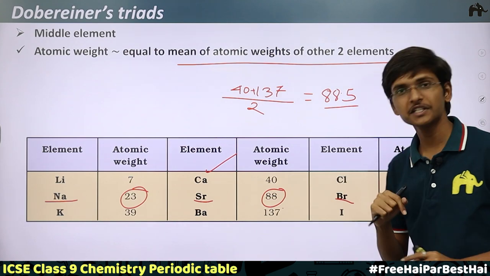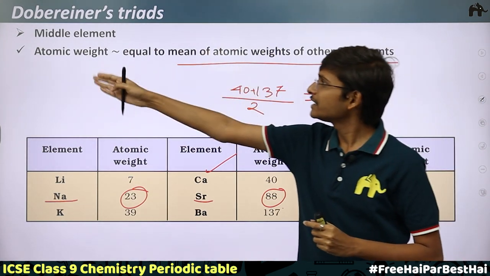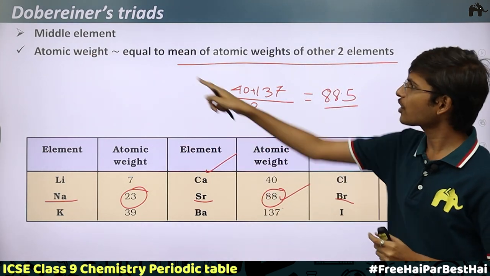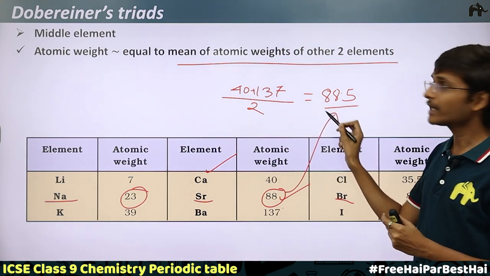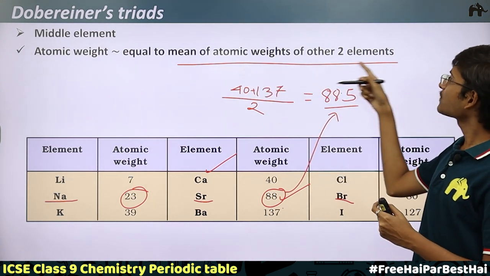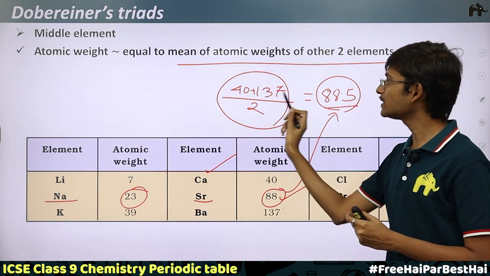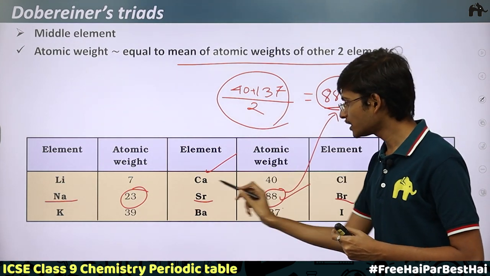Right? Because it's 88 years. So that's the thing Dobereiner said. Okay, now you can correlate. He said that the middle element's atomic weight is approximately equal to the mean of the atomic weights of the other two elements. Now, what is this? This is the mean of the atomic weights of the other two elements.